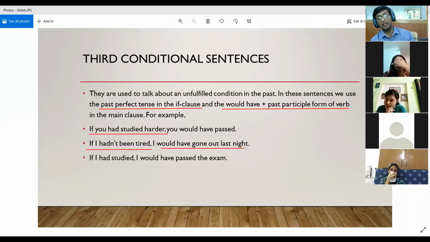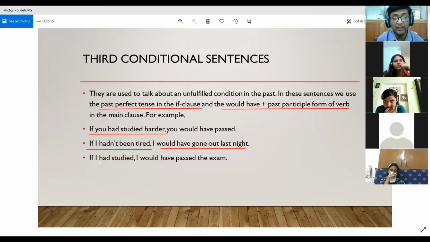So now we are talking about last night, and we are giving a condition: last night, if I had not been tired, then what would have happened? I would have gone out last night. So now we are talking about conditions that were not fulfilled, and these conditions had happened in the past. Okay, they were already in the past. So we are talking about the past and about those conditions that were not fulfilled.